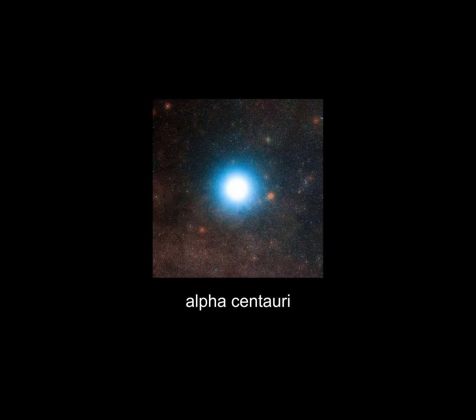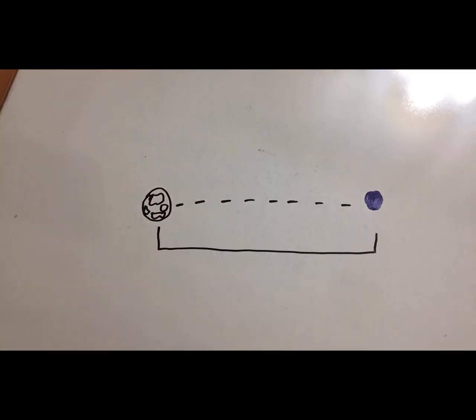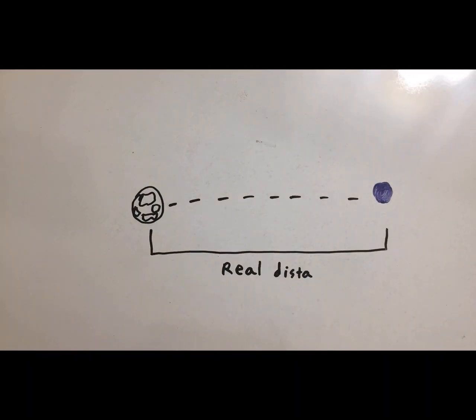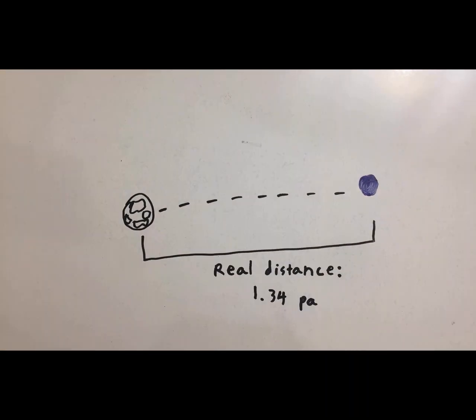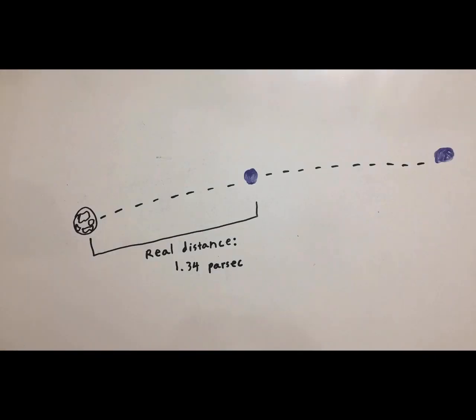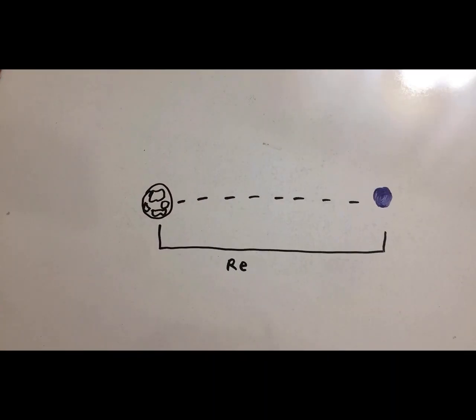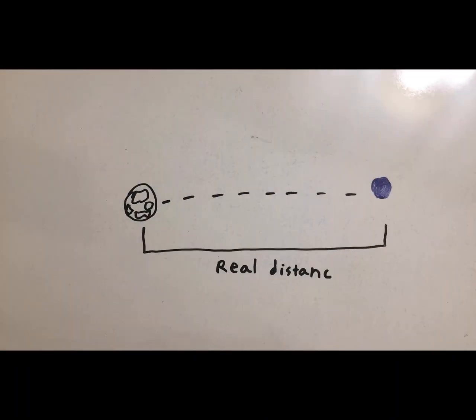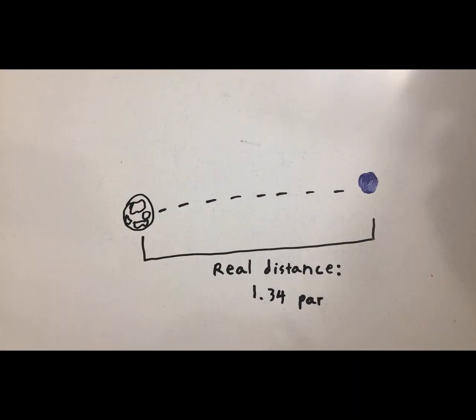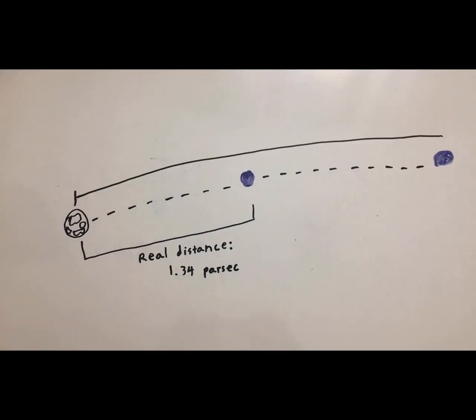We can use Alpha Centauri as an example of absolute magnitude. The real distance between Alpha Centauri and the Earth is 1.34 parsecs, so the apparent magnitude would be measured from Earth to Alpha Centauri, and the absolute magnitude would be measured from Earth up to 10 parsecs, and would basically be how bright Alpha Centauri would be 10 parsecs away from Earth.